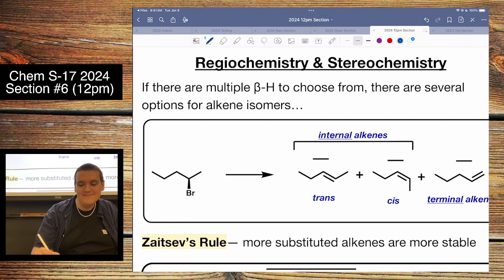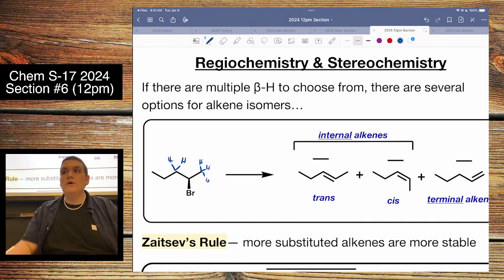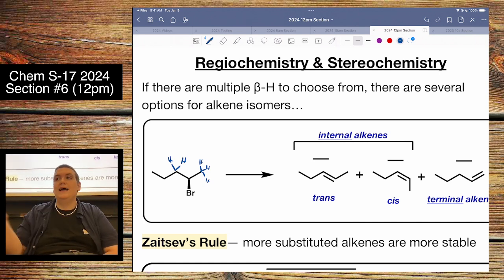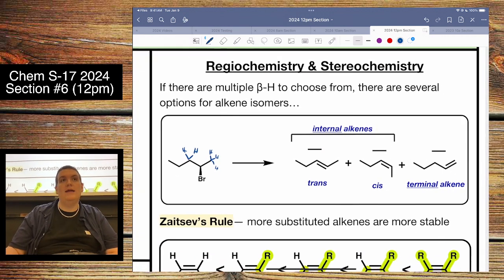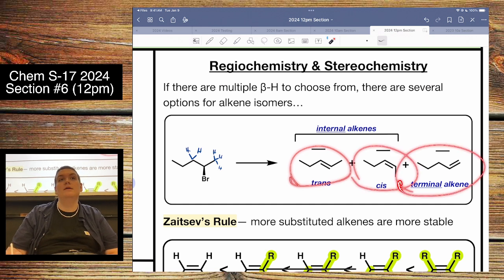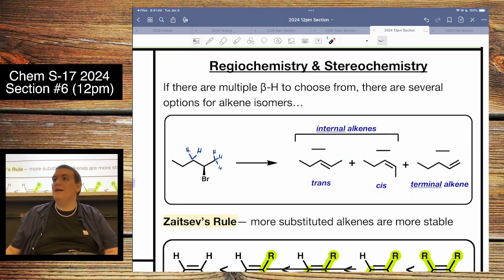Let's see where they are. 1, 2, 3 on this side, and then 2 right here. So now our issue is we have lots of choices for which beta hydrogens we can deprotonate. We need some kind of ranking system that's going to tell us which of these isomers we are going to get more of. Oftentimes with these reactions you're going to get multiple products, but we are typically asking for the major product, the one that has the greatest percent.